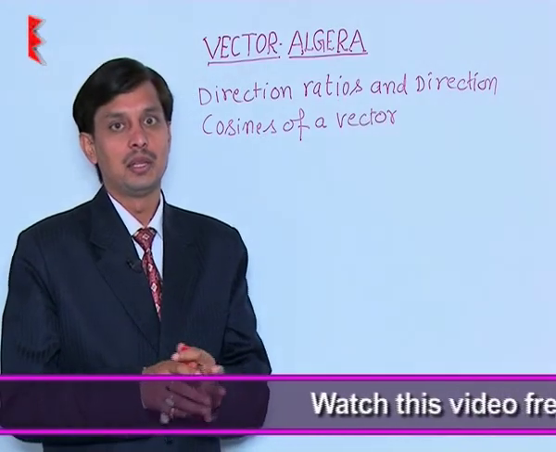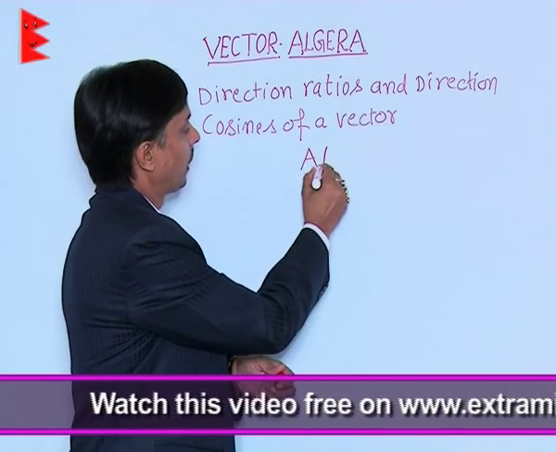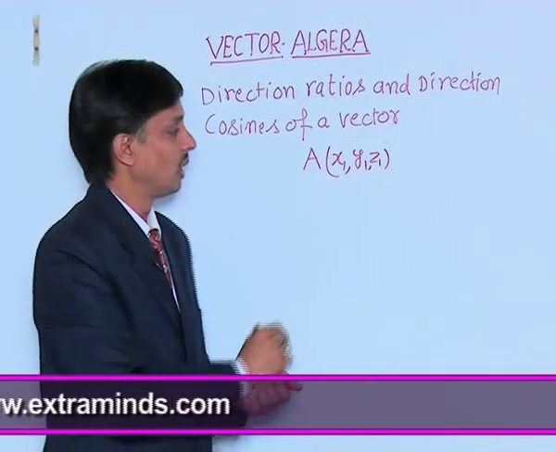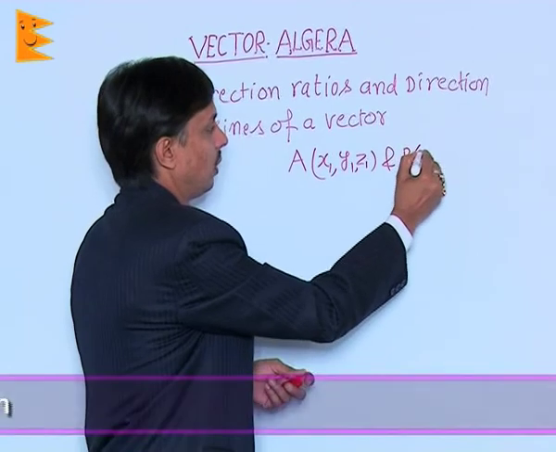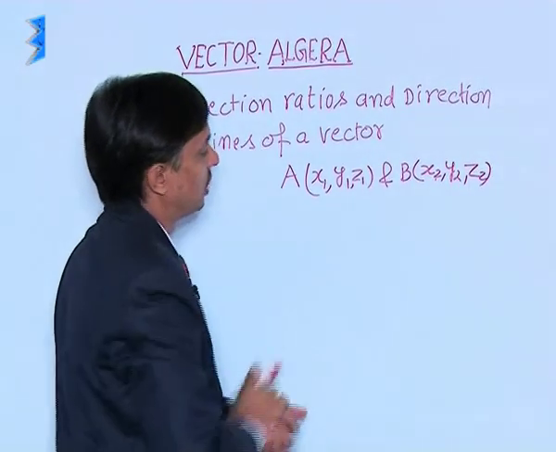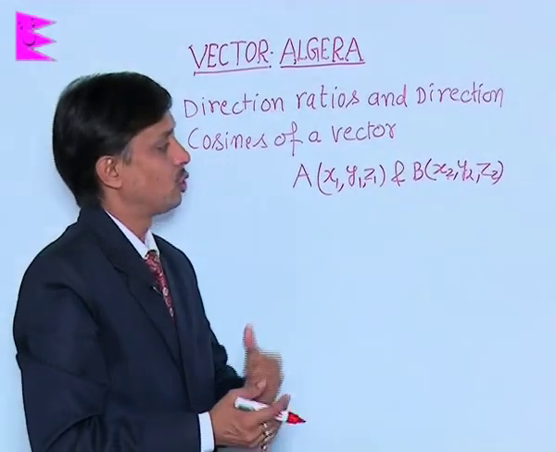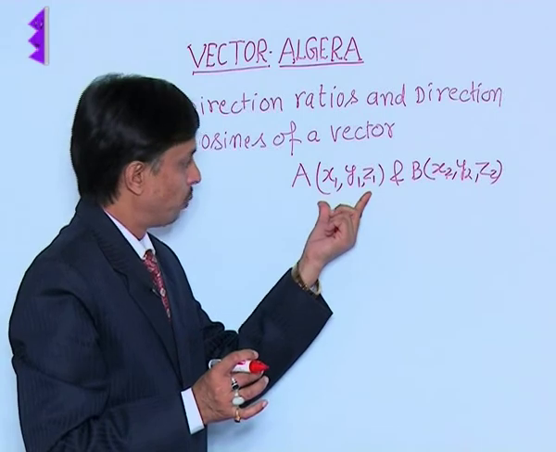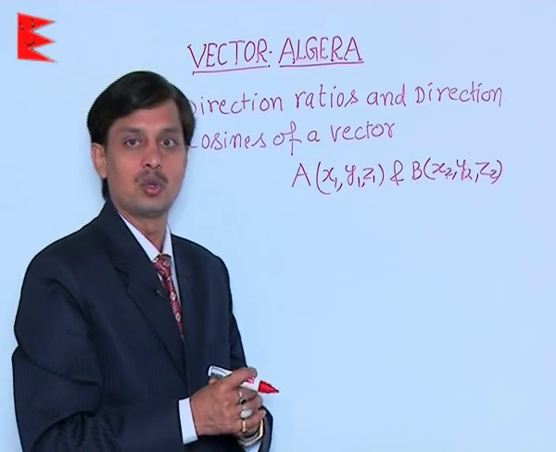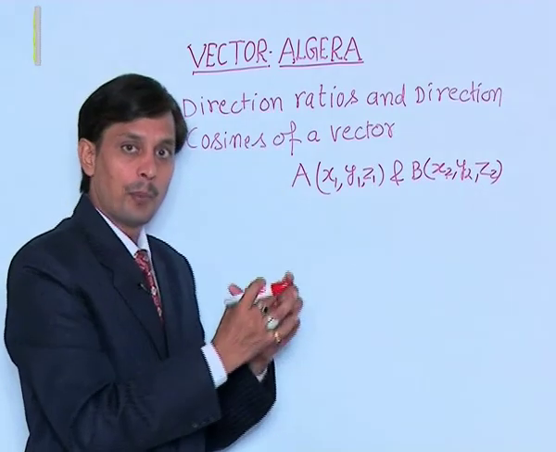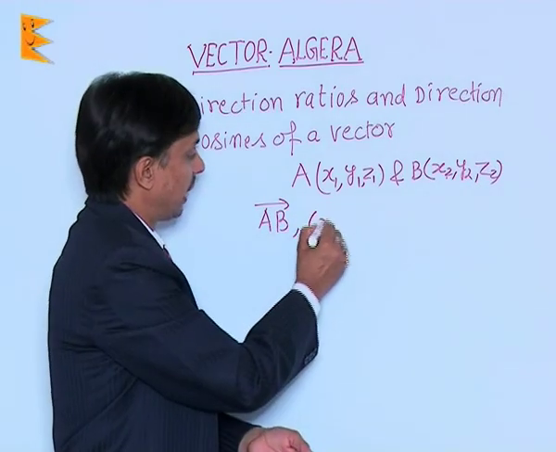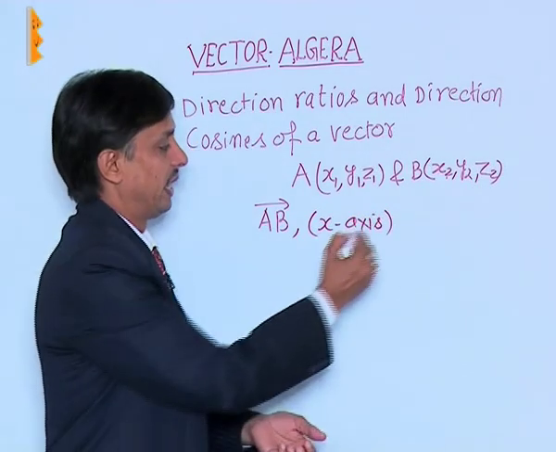If A is a point in space having its position given by coordinates x1, y1, z1, and B is another point in the same space with coordinates x2, y2 and z2, then the component of the vector AB in the direction of the x-axis is known as the first DR.